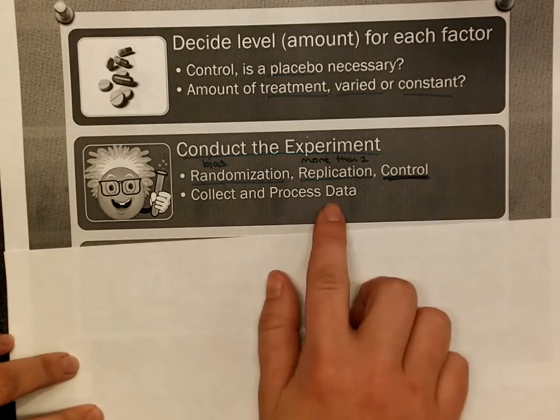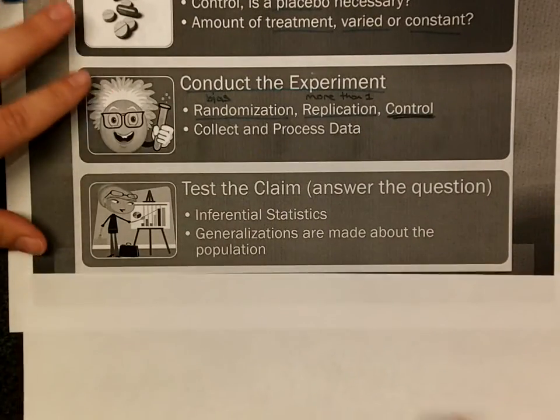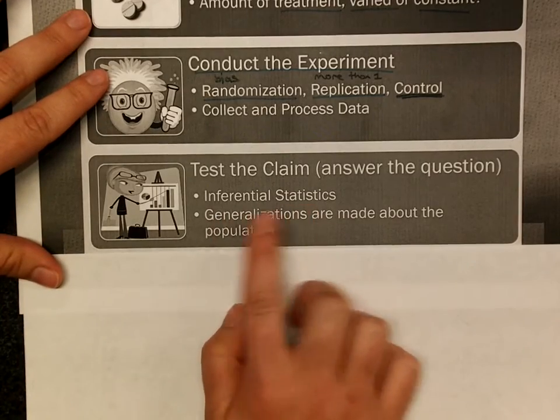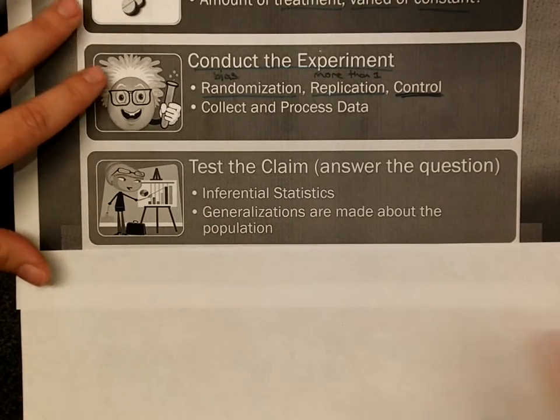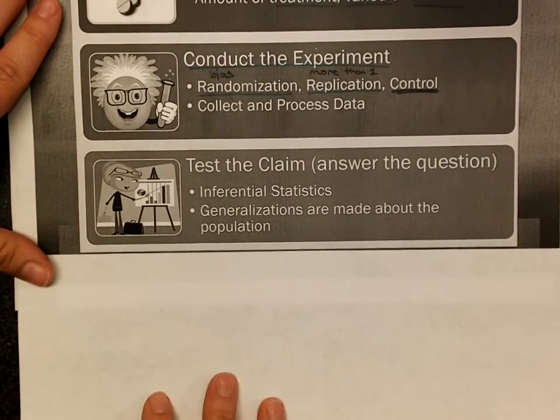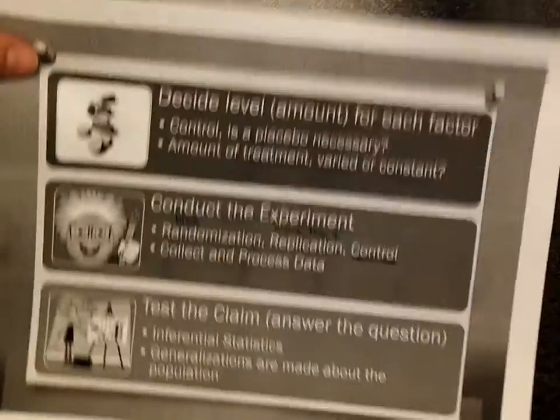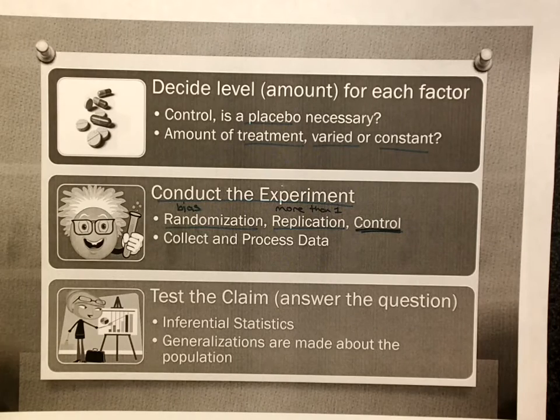Then you get to collect and process your data. And finally, you get to answer the question using inferential statistics. So you get to generalize from your sample to the population you are studying. So you get to have your conclusions from testing your claim. So that puts everything in Chapter 1 together. And that is everything you need to know from Chapter 1.